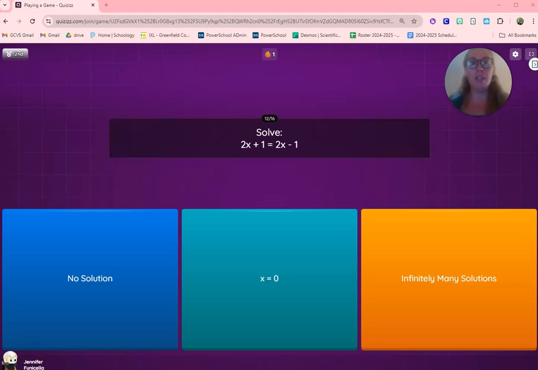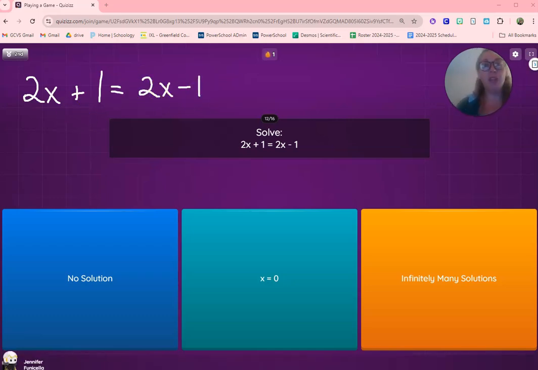Question 12, we have 2x plus 1 equals 2x minus 1. So these look similar, but the y-intercept is different. So they have the same slope, but a different y-intercept.